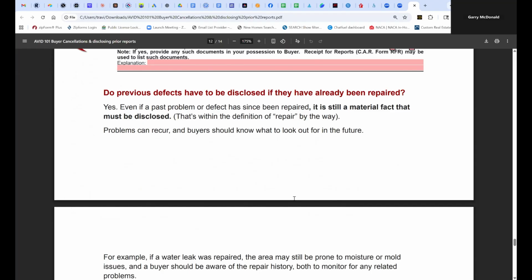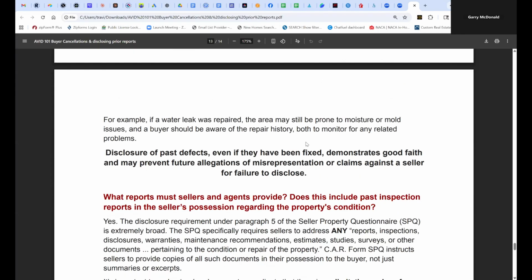Do previous defects have to be disclosed if they have already been repaired? Answer is yes. Even if a past problem or defect has since been repaired, it is still a material fact that must be disclosed. That's within the definition of repair. Problems can reoccur. Buyers should know what to look out for in the future, especially if we're dealing with plumbing issues.